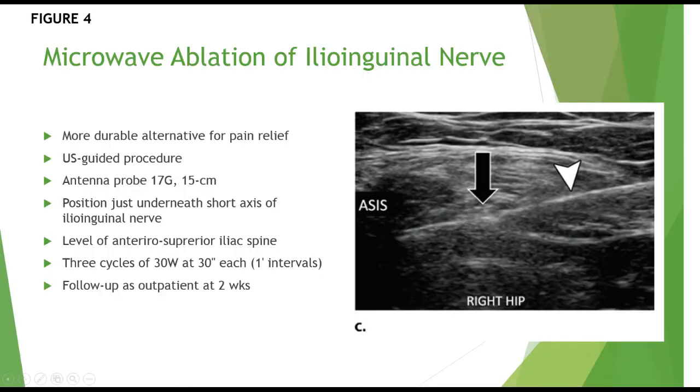So, just to mention briefly something that they do in the context of the same nerve. Then, in the fourth figure here, we have an ultrasound image obtained in the same orientation as the aforementioned image. Here's where they apply microwave ablation, and what they do is apply cycles of 30 watts at 30 seconds each with a 1 minute interval, and they're using a 17 gauge antenna probe, about 15 centimeters, also guided by ultrasound. And this is giving a more durable alternative for pain relief. And they follow up this patient as an outpatient at a couple of weeks' time. So yeah, it's an interesting technique. Just thought it interesting to include, as it's different from most other ones.